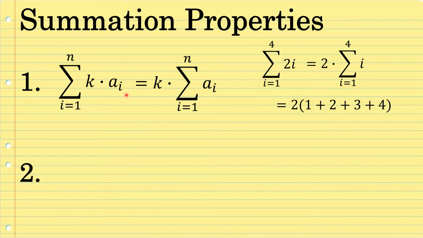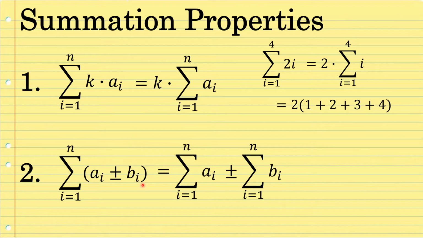The second property is based on the associative and commutative properties of addition, and it looks like this. If you have a sum from i equals 1 to any integer n of two quantities that are added or subtracted, in this property, it's written as a sub i plus or minus b sub i, but these represent two quantities in terms of i.